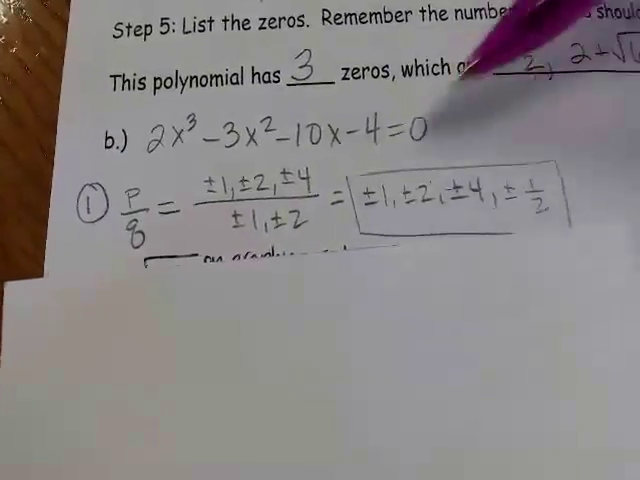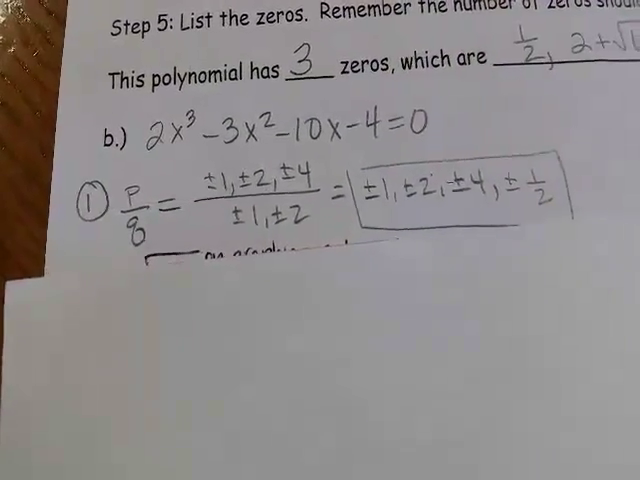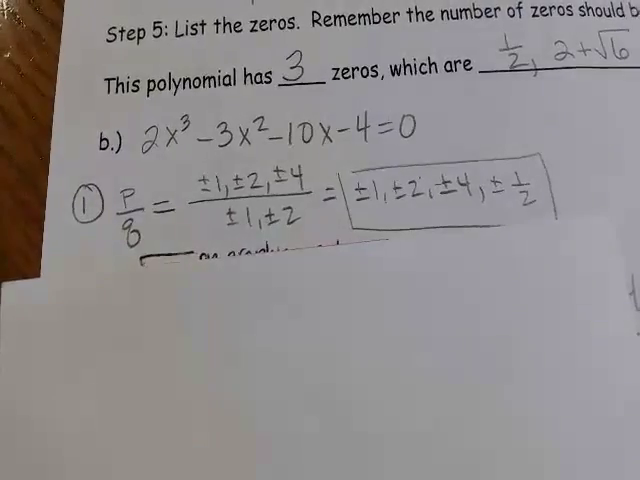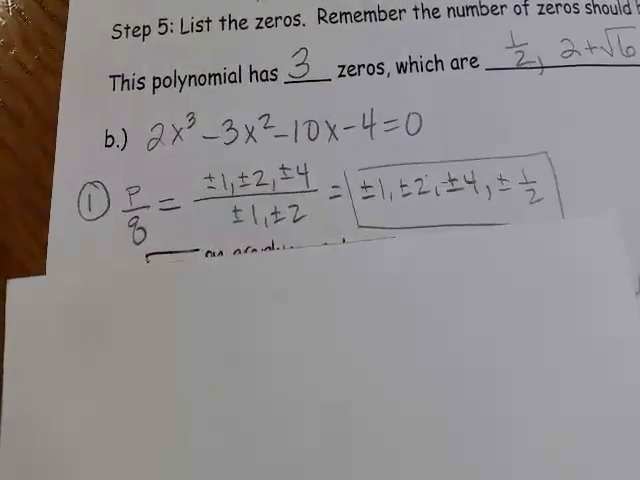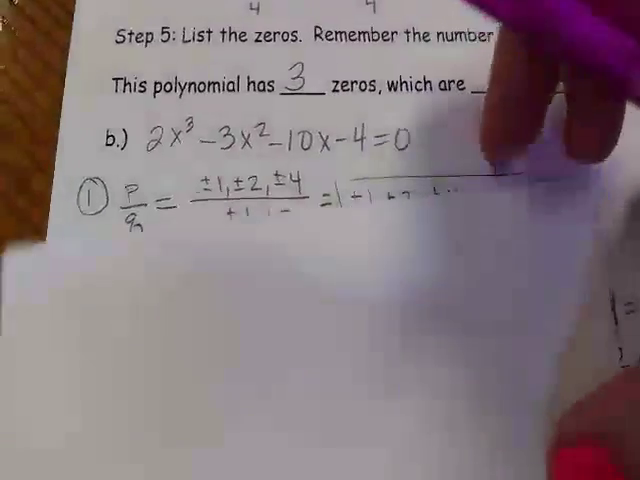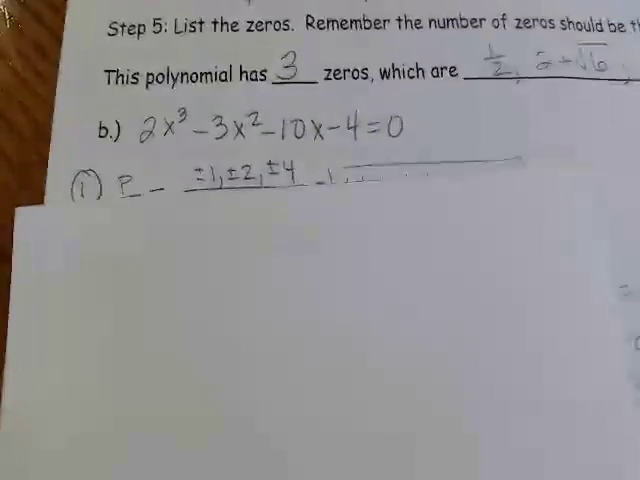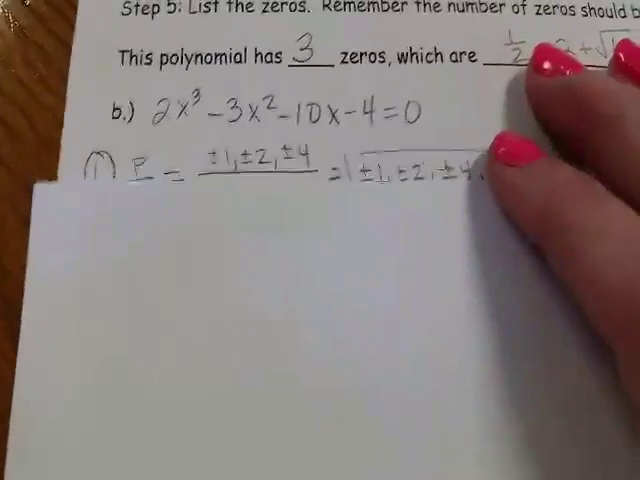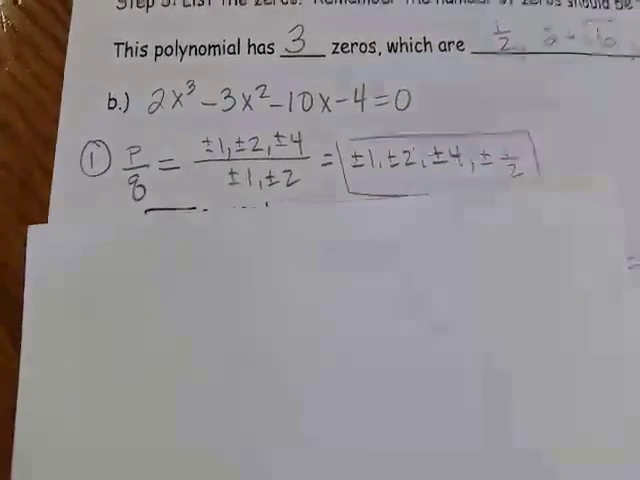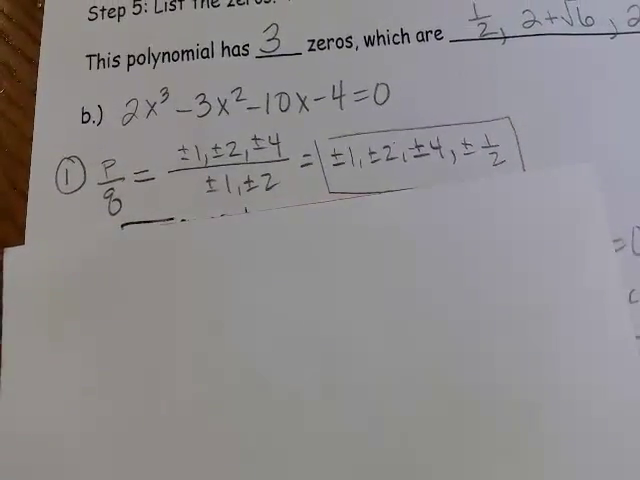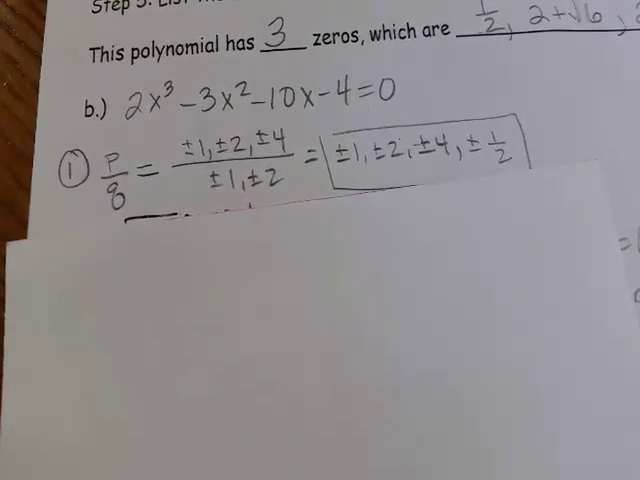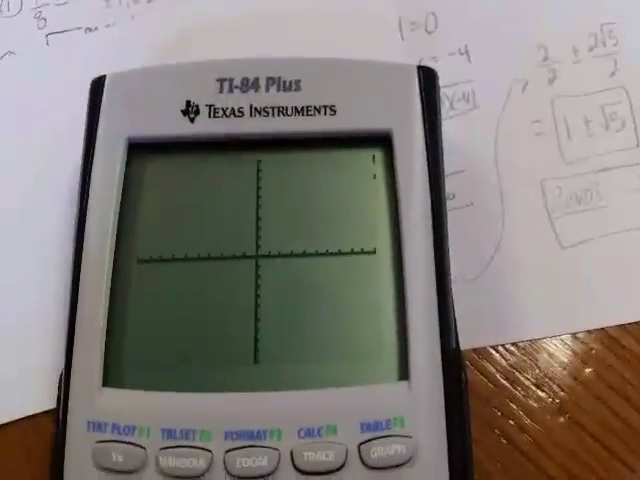So the reason why we're finding this is we're trying to find out what the possible zeros are so that we can go ahead and find our actual zeros. So for the next step, I'm going to graph my original equation, and then I'm going to see if it crosses the x-axis at any of those values. So let's go ahead and plug that in. Okay, and then once you have that plugged in, we're just going to graph it.